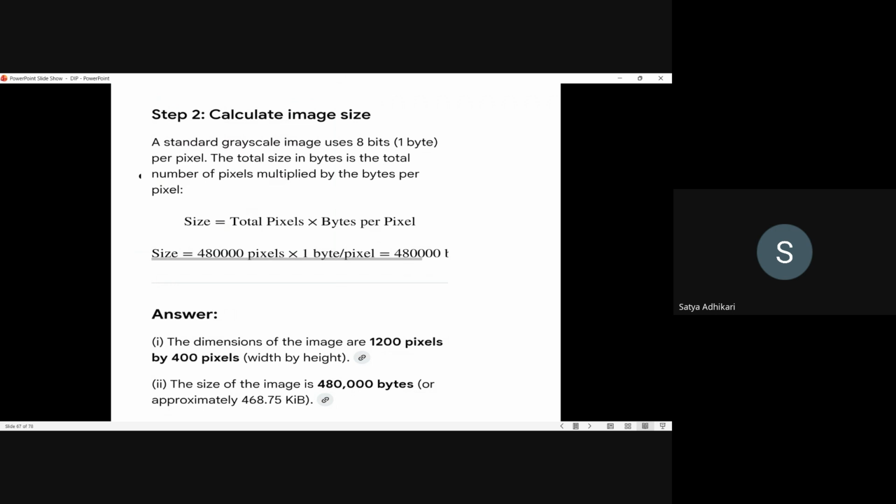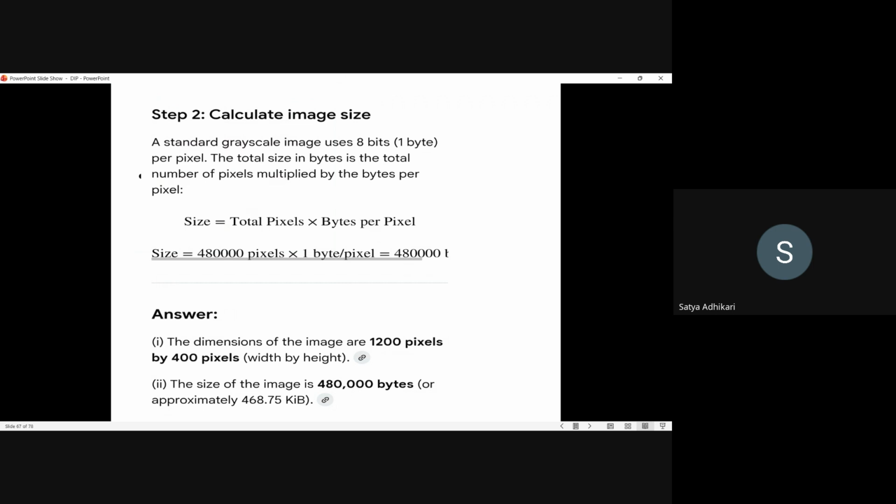Then there was an additional question. Calculate the image size. A standard grayscale image uses 8 bits. We know there are a maximum of 256 possible values. The total size in bytes is the total number of pixels multiplied by the bytes per pixel. As it is 8 bit, a gray level scale image is 1 byte, and the size is total pixels into bytes per pixel, not bits.